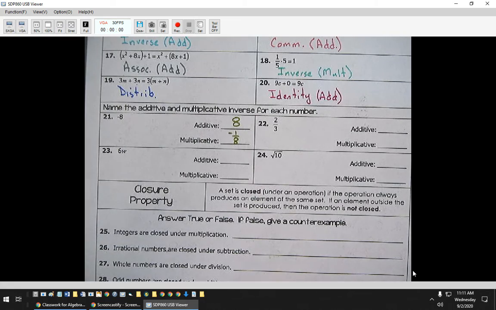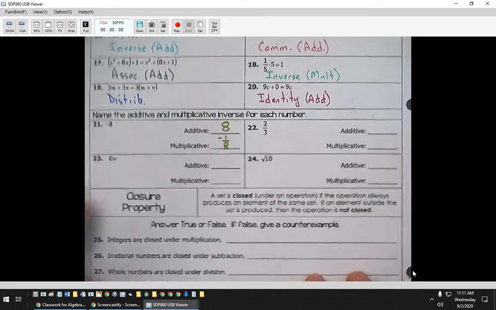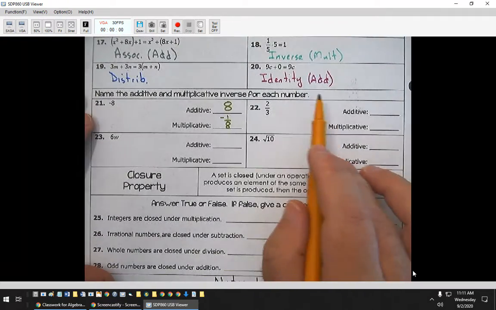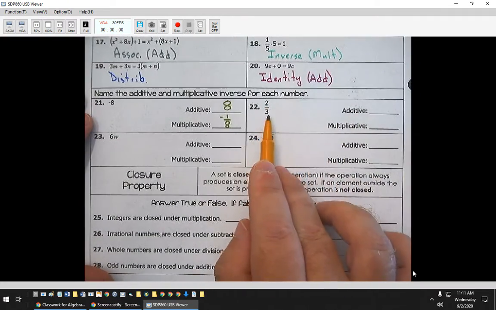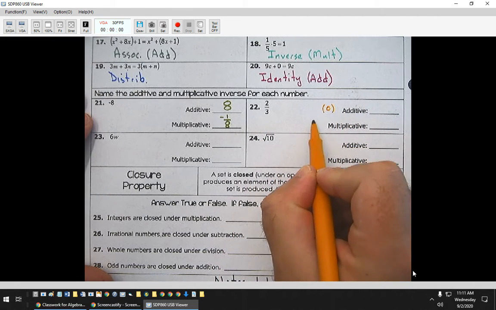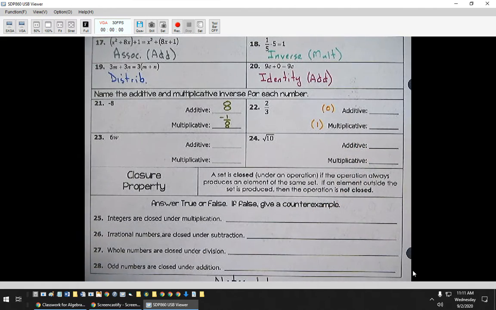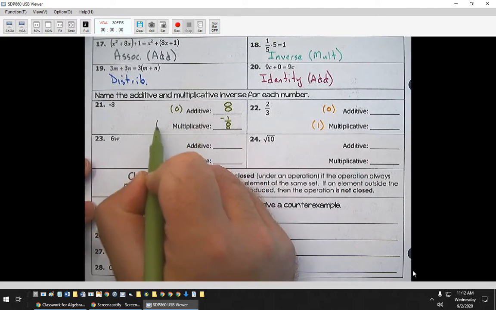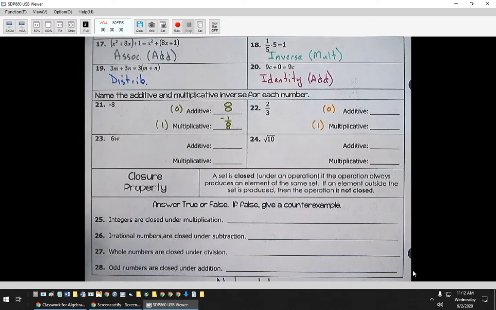Okay, what would I add? Let's have you pause and try to do number 22. All right, what would you add to 2/3 to get the additive identity? In other words, to get 0. I'm going to go back and put that. I kind of like that I have that there. The additive is 0. The multiplicative is 1.